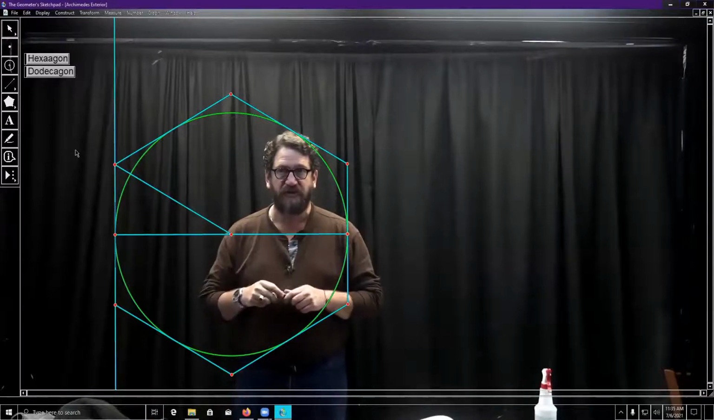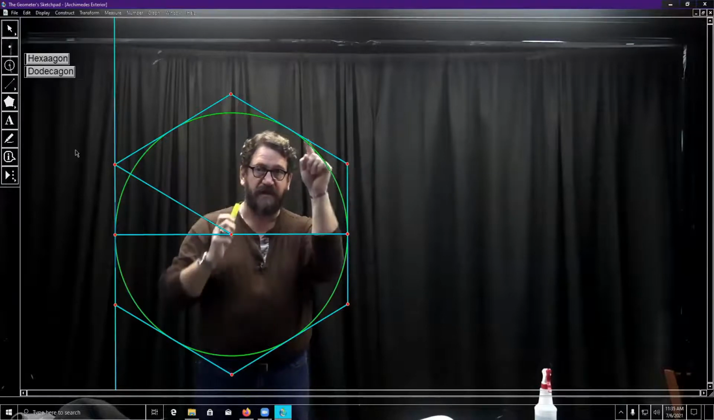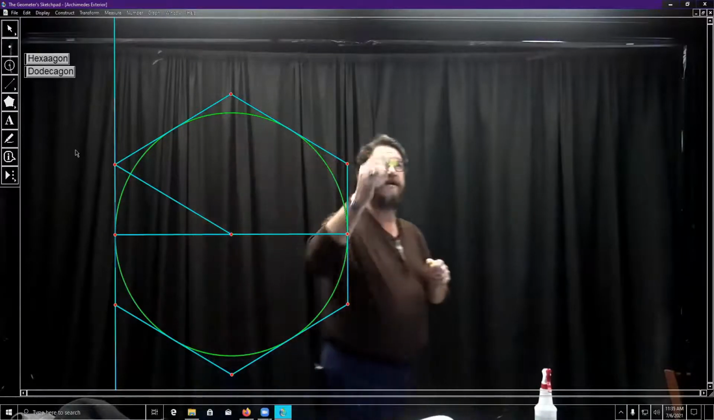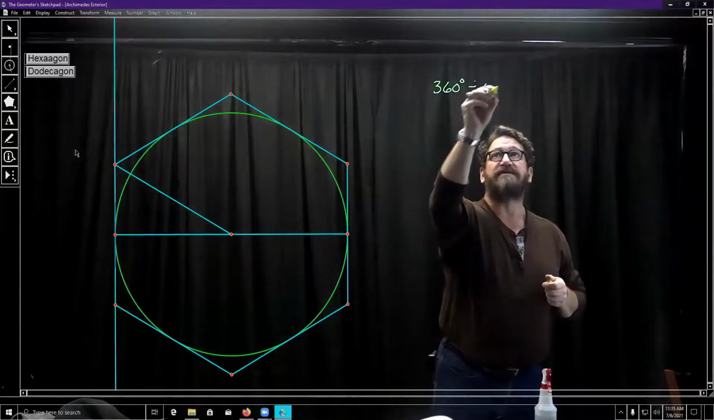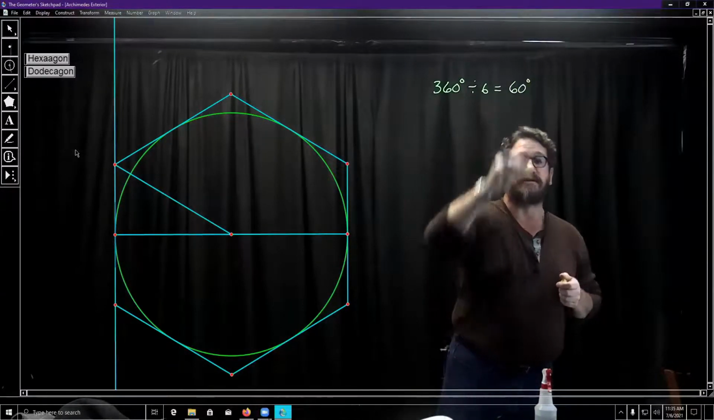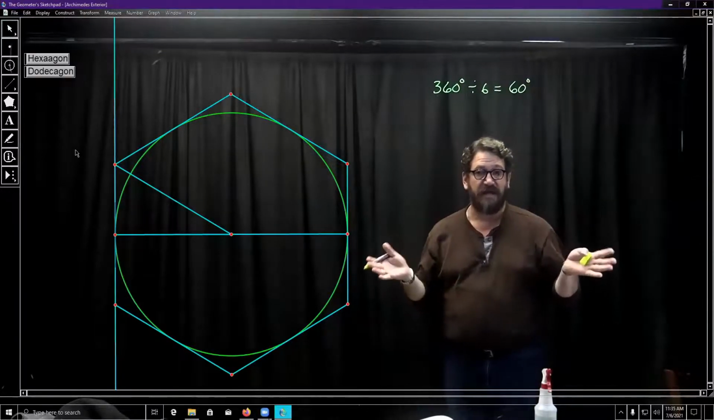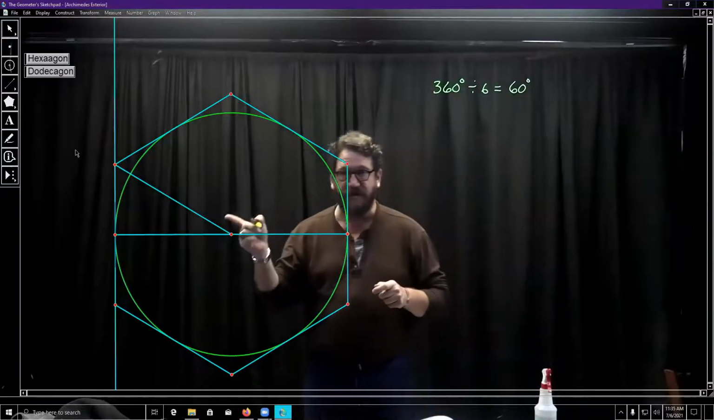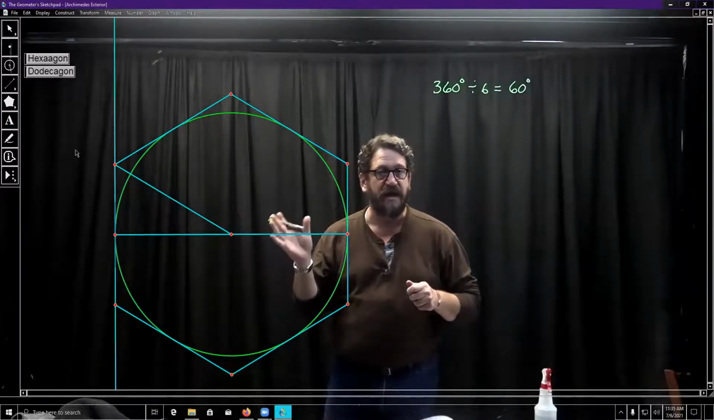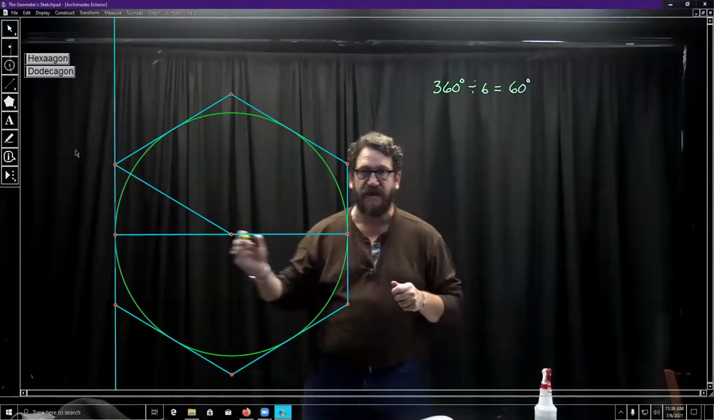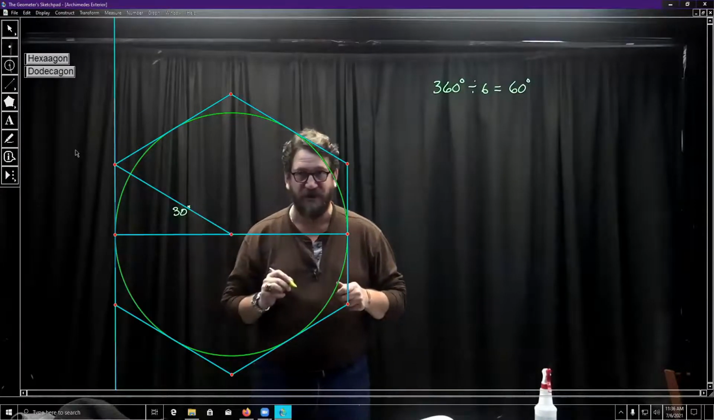If I look at a central angle that marks off a complete side, and I know there's 6 sides, I would know that 360 degrees divided by 6 gives me 60 degrees. So the central angle that subtends a side is 60 degrees, but this central angle doesn't subtend an entire side. It subtends half of a side. So I know this angle right here is 30 degrees.